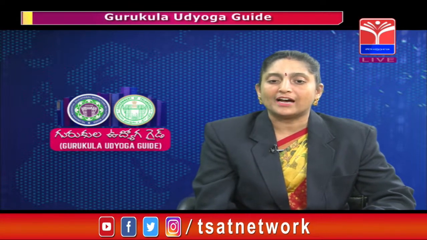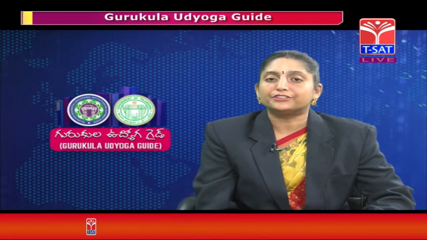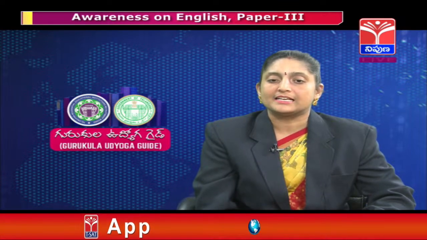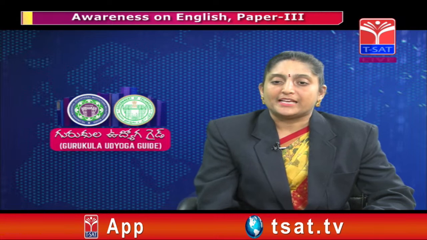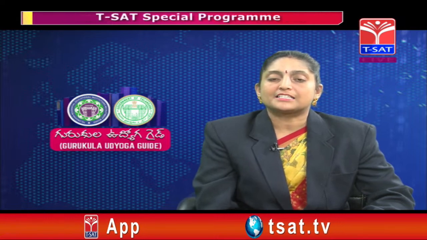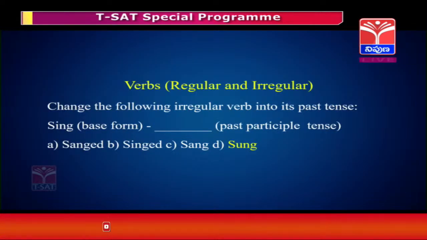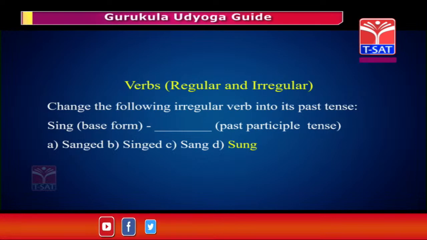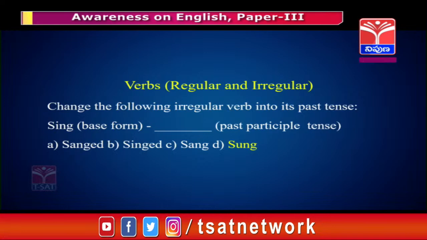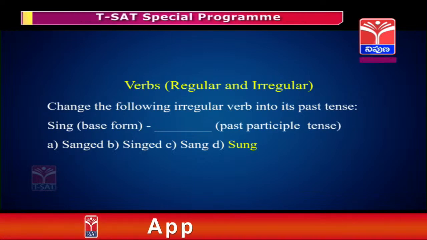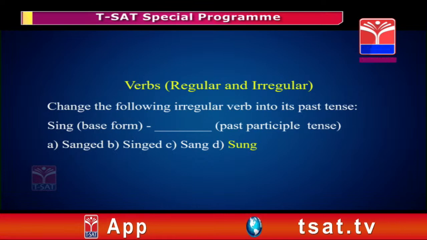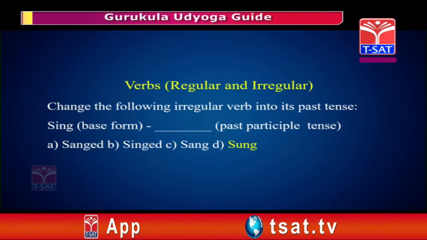They'll ask you to identify the verb in the sentence. Sing is the base form, the present form of the verb. So what is the past participle? We never say singed, so that's a wrong option. We never say sang either. Sang is also not the one.